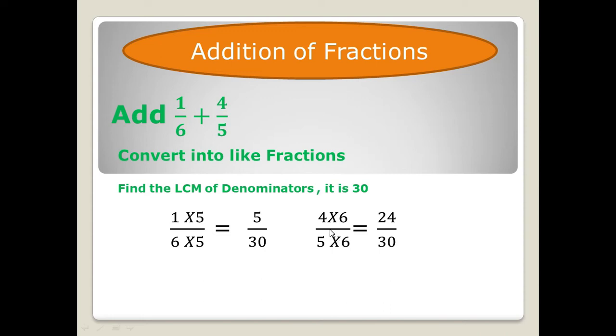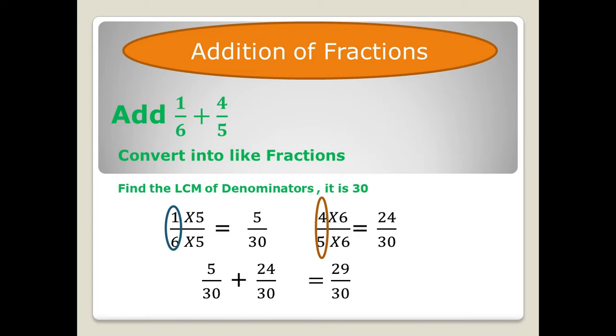Similarly, we will convert 4 over 5 into a like fraction. In order to convert it, we will multiply 5 with 6 to make it 30, that is the LCM. And similarly, we will multiply 4 with 6, it will become 24. We have multiplied both numerator and denominator with 6 in order to make it 24 over 30. Now we have converted the fractions into like fractions.